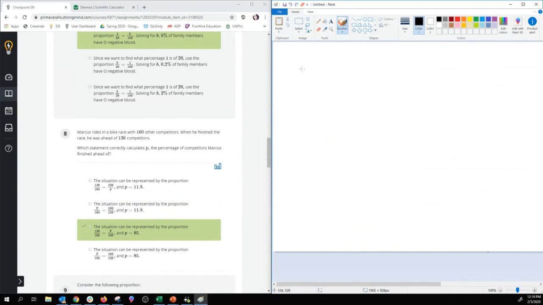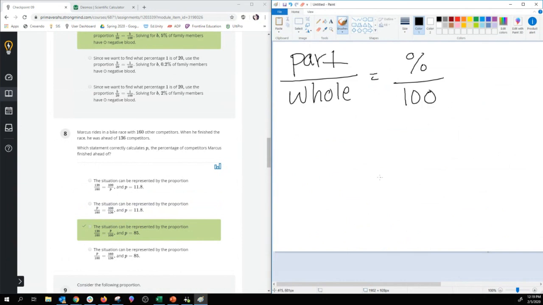So here again, we're going to use part over whole equals my percentage over 100. When you read these two numbers here, your whole is kind of like your total, and your part is usually going to be the smaller number. So when I write my first ratio on this side, talking about my part and whole, which number from the problem goes on top and which one goes on bottom?